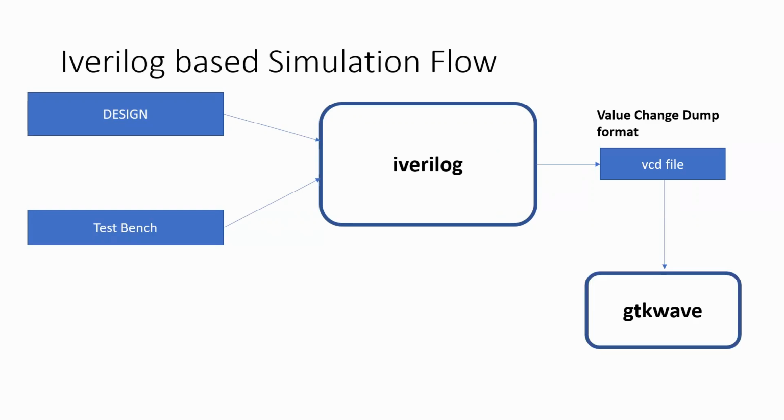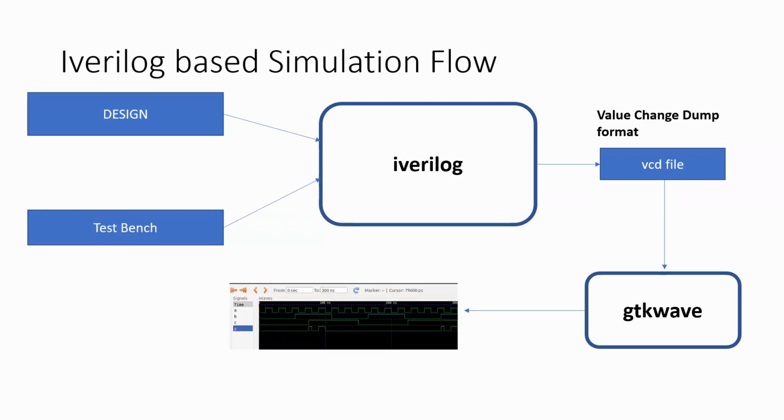Now we want to view this VCD file, correct? So we will use another tool called GTKWave, which is used for viewing the waveform, and we will be able to see the waveform outputs: for the given inputs, what is the change in the output? Like this, you will be able to see the waveform where you can verify the functionality of the design.